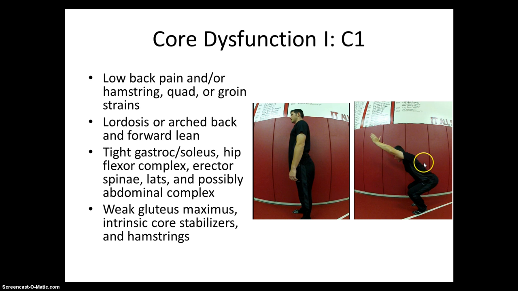These individuals usually have tight lats through the side, which oftentimes leads to this arm drop and/or forward lean. The lat is tight because it actually originates here in the thoracolumbar fascia, or the low back. And in some cases, individuals will have a tight abdominal complex, which is actually pretty rare. They'll also have a weak glute and weak intrinsic core stabilizers.